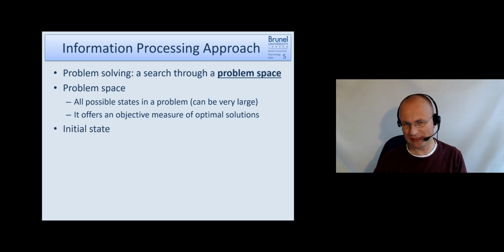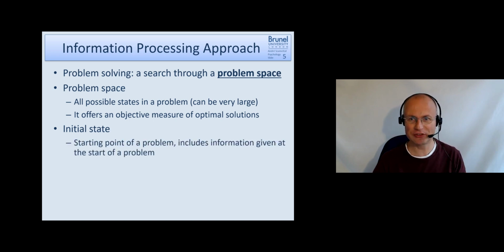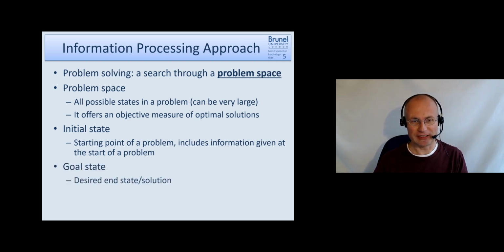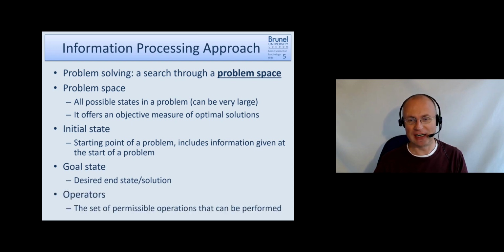Like we already had in the introduction, we have an initial state, the starting point, which gives us information about where we are. We have the goal state, the desired end state or solution. And we have operators, which are the set of permissible operations that can be performed, so things we can do. If you think, for instance, about a race you want to win, then it's not permissible to take shortcuts.